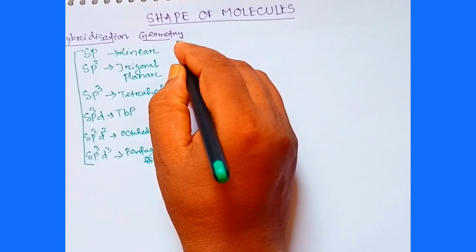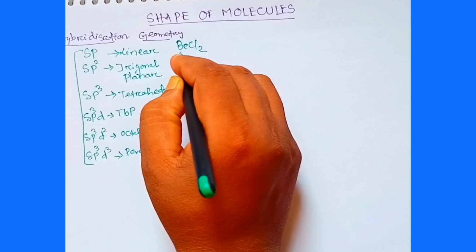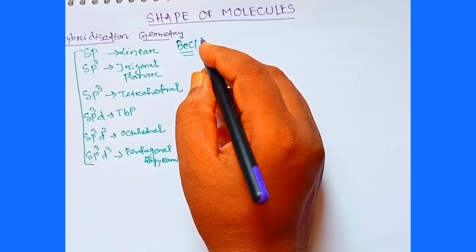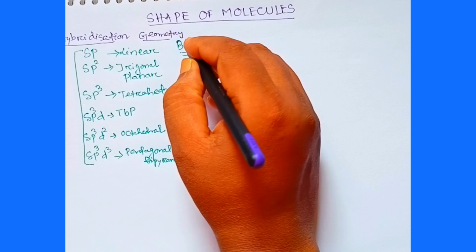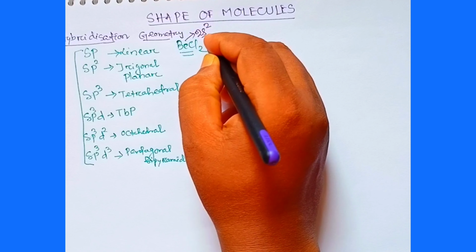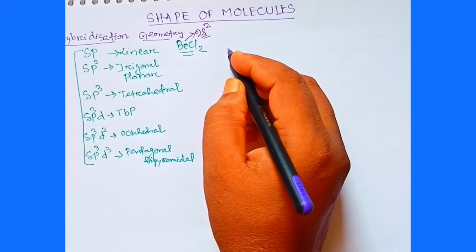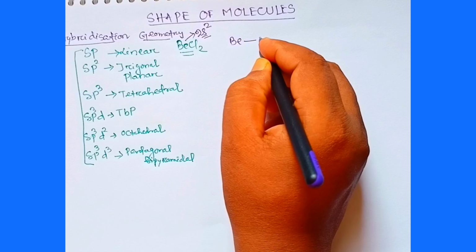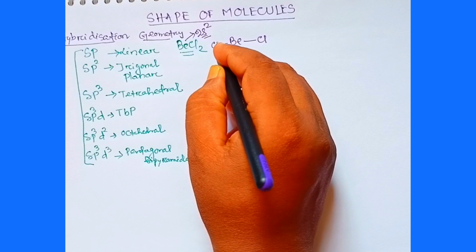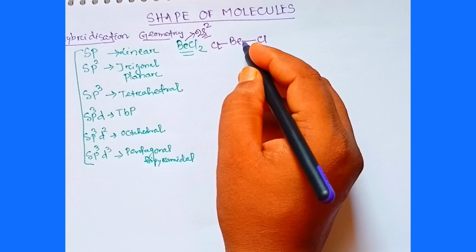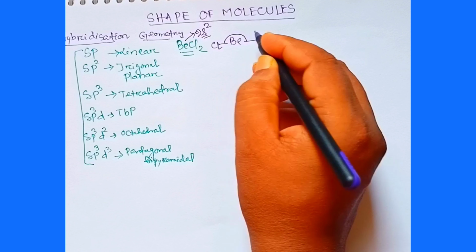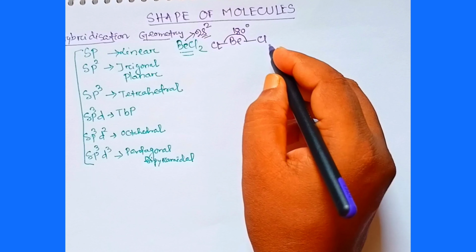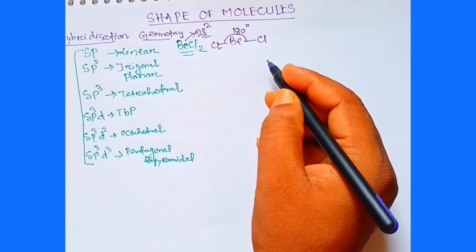For example, beryllium chloride, BeCl2 molecule. In the BeCl2 molecule, beryllium is the central atom and it is surrounded by two peripheral chlorine atoms. We know the electronic configuration of beryllium is 2s2. That means it has two outermost electrons to participate in the bond formation. So beryllium will make two bonds with two chlorine atoms. Here there is no lone pair, so the shape of the molecule will be linear and the bond angle will be 120 degree. So here the geometry and shape of the molecule is linear.